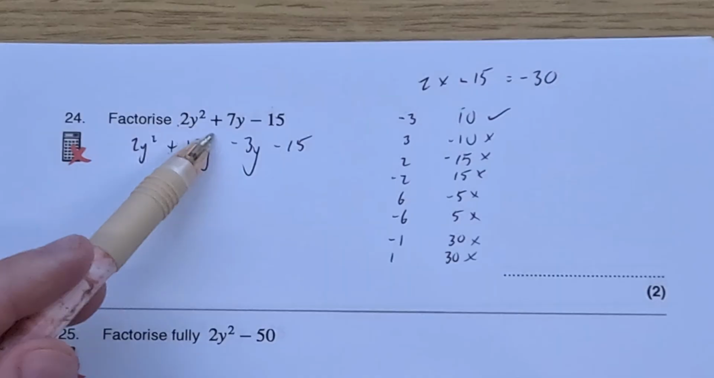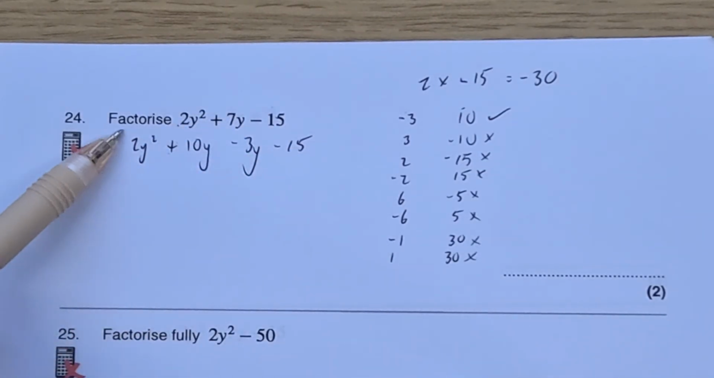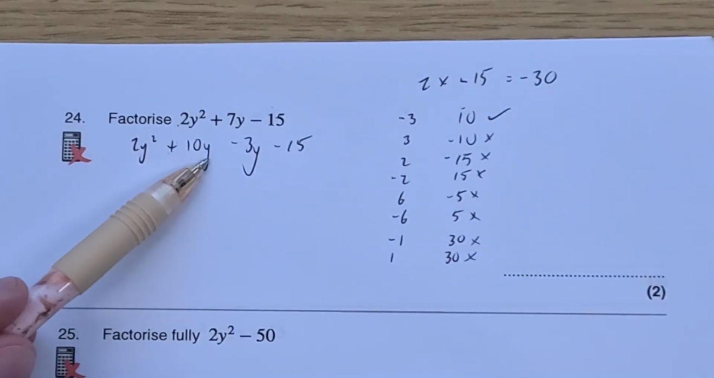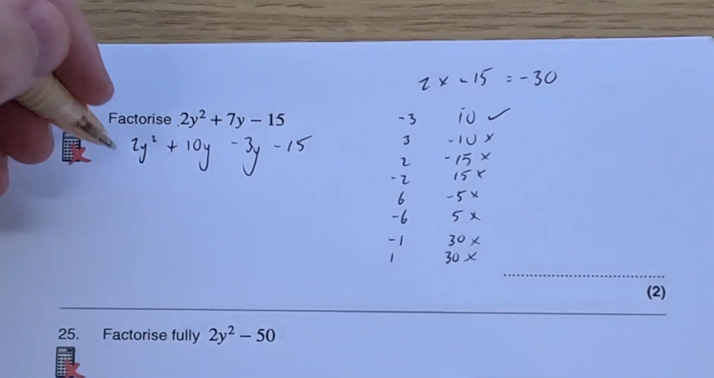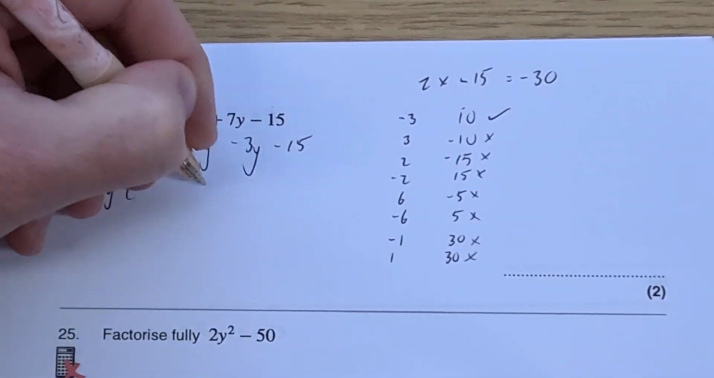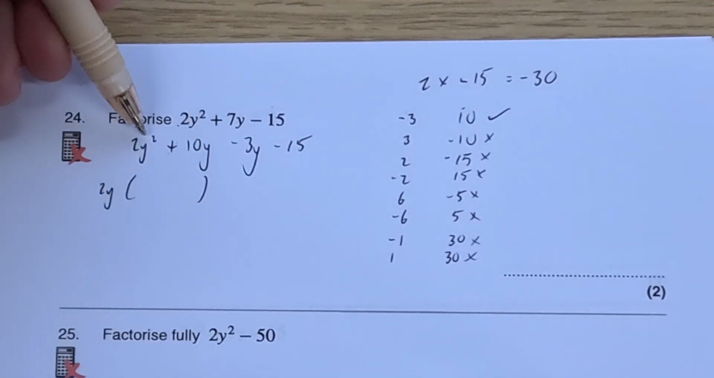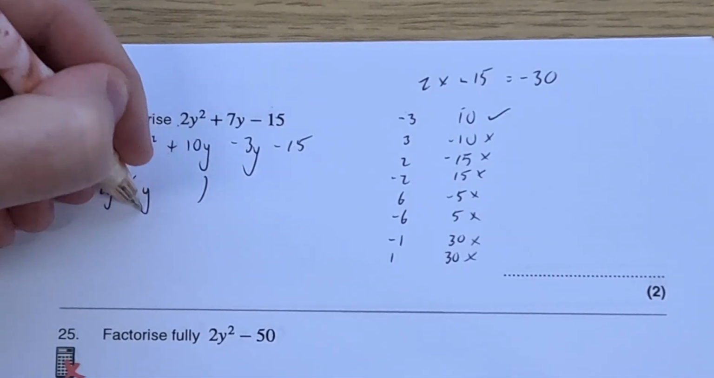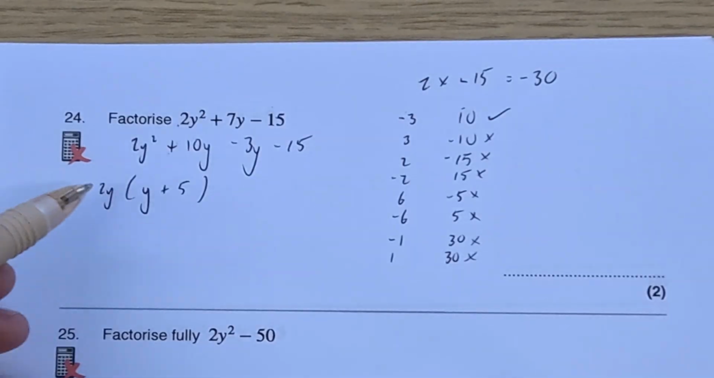Now what we're going to do is factorize these two terms, and then factorize these two terms. So let's start off by factorizing these two terms. Here we've got 2y squared plus 10y. Well, if I was to factorize these, I can take a 2y out. So let's take 2y out, and then a bracket, and let's divide both of these terms by 2y. 2y squared divided by 2y would be y, and 10y divided by 2y would be plus 5. And that's it. So we've now factorized these first two terms.